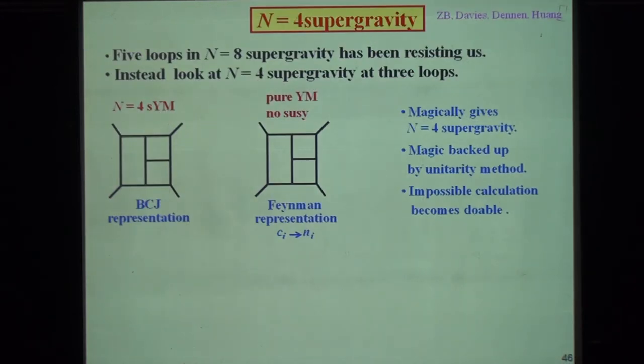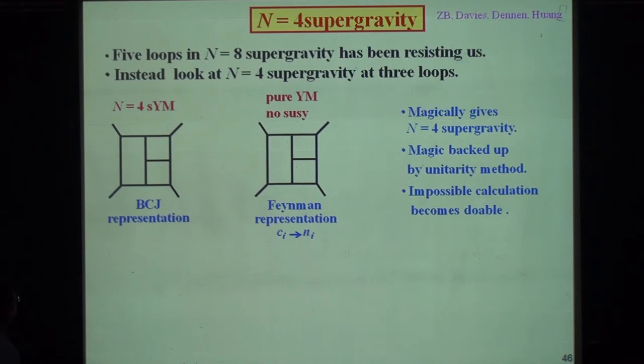Unfortunately, N equals 8 supergravity at 5 loops has been resisting us. But we instead decided to have a look at N equals 4 supergravity. The advantage of N equals 4 supergravity is that the place where we could show that the consensus was wrong is at 3 loops. It's a much more complicated theory because there's less supersymmetry, but then it's a balance. You're at lower loop order, that's easier. You have lower supersymmetry, so it's more complicated, and then it's some balance.